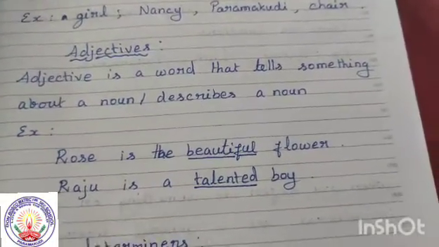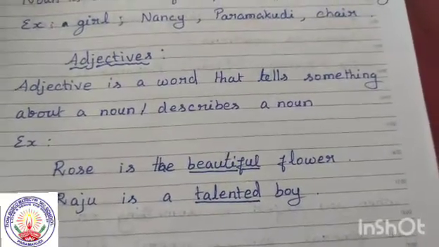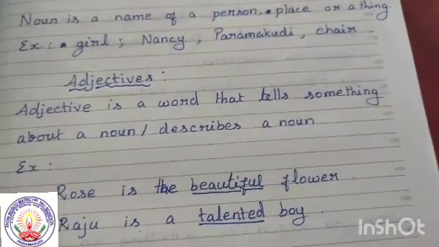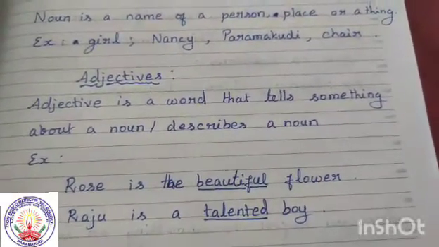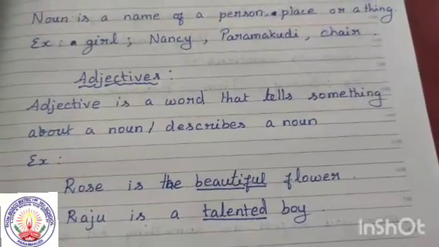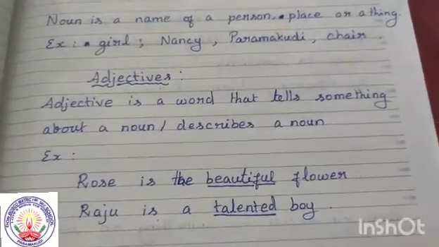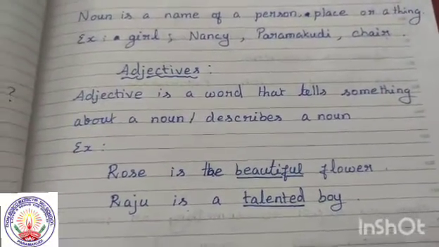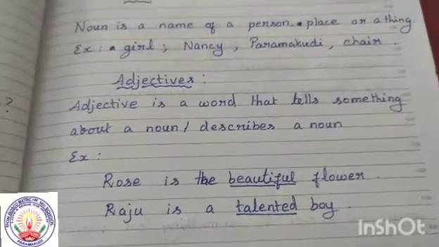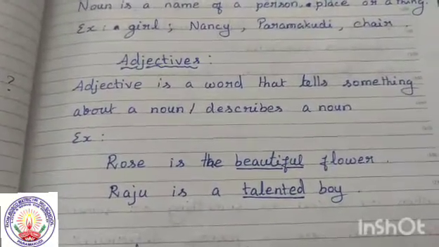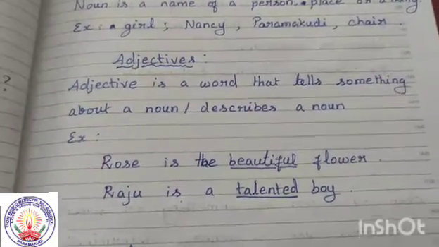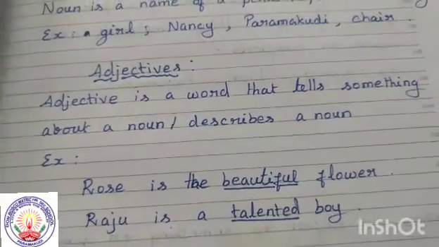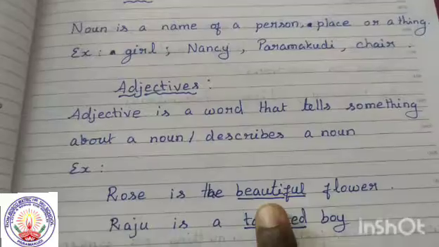So for example, rose is a beautiful flower. Raju is a talented boy. Here, which is the adjective? Beautiful. Also, the adjective comes before the noun. Here which is the noun? Flower. Rose is also a noun. Before the noun flower, the adjective comes, beautiful. So the underlined word is beautiful. So this is the adjective.